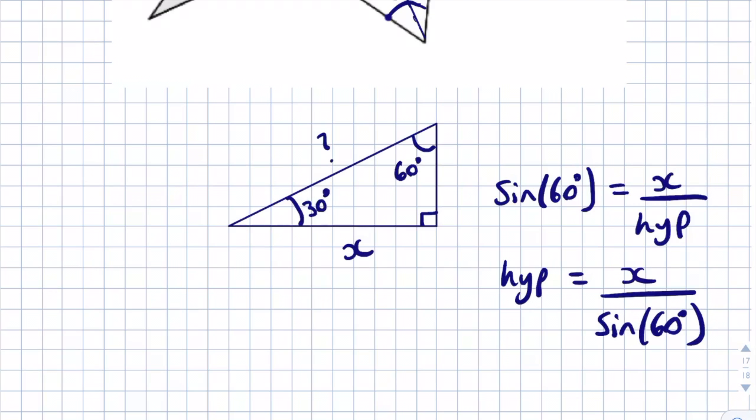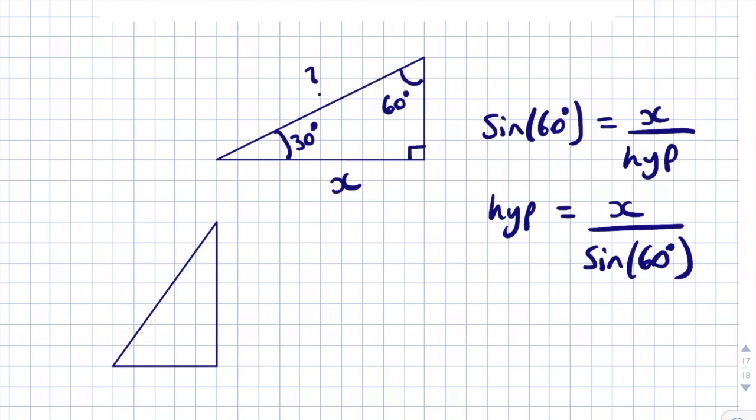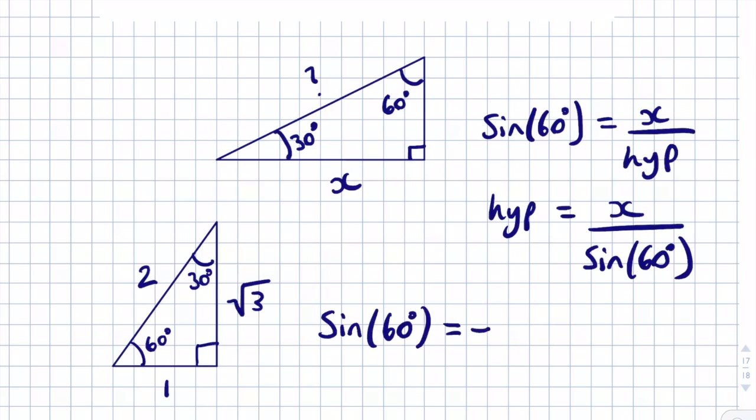Now you're probably thinking, well, we don't know what sine 60 is. You should have learnt your trig identities using a right angle triangle, and it's the exact same right angle triangle as we have here. And what we say is the base is 1, the hypotenuse is 2, and the other side is root 3. And then from here you should be able to see that sine 60 equals opposite, which is root 3, divided by the hypotenuse, which is 2, so it's root 3 over 2.